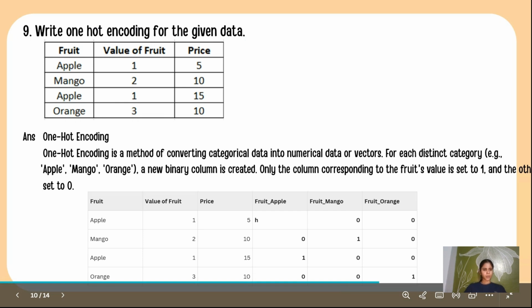What is one hot encoding? One hot encoding is a method of converting categorical data into numerical data or vectors. For each distinct category, for example apple, mango, orange, a new binary column is created. Only the column corresponding to the fruit's value is set to 1 and the others are set to 0. You can see on the screen there are three new columns: fruit apple, fruit mango, and fruit orange, and you can see the column corresponding to the fruit's value is set to 1 and other rows are filled with 0. Now move to the next question.